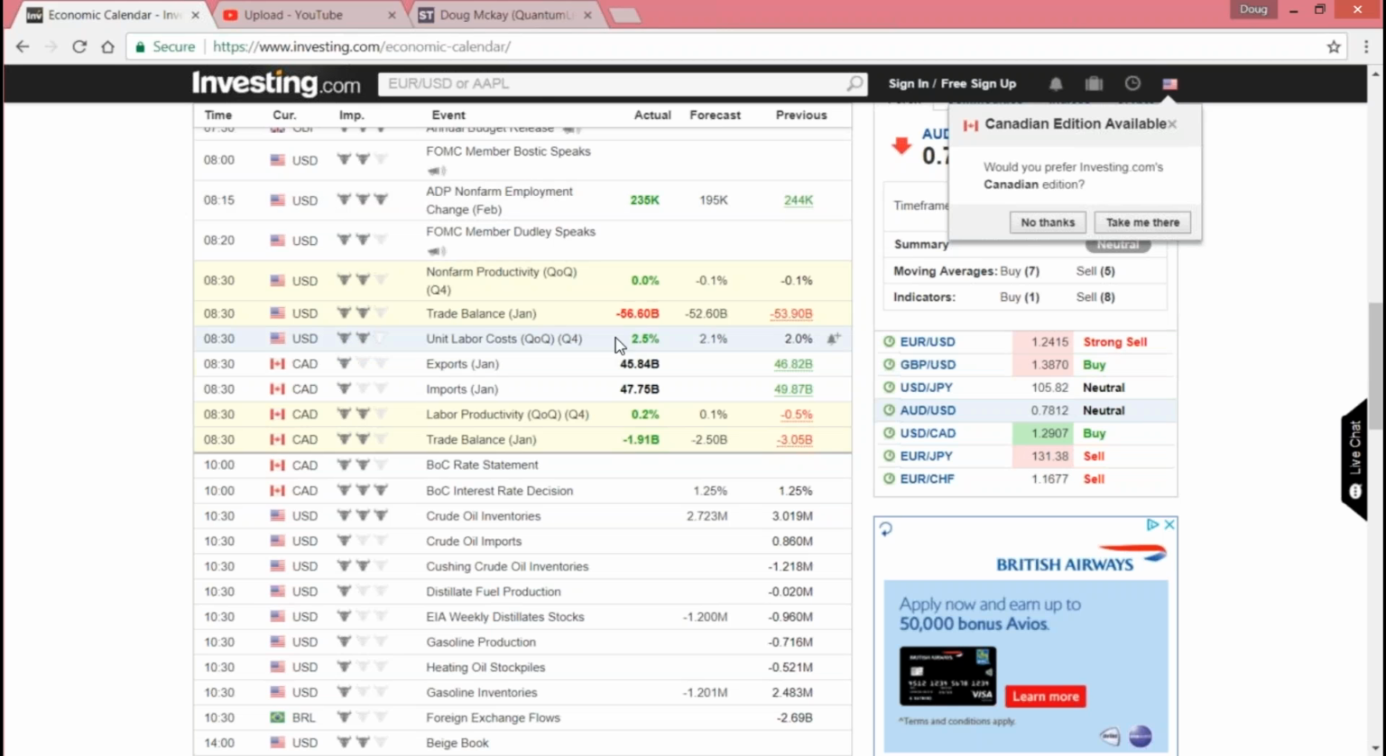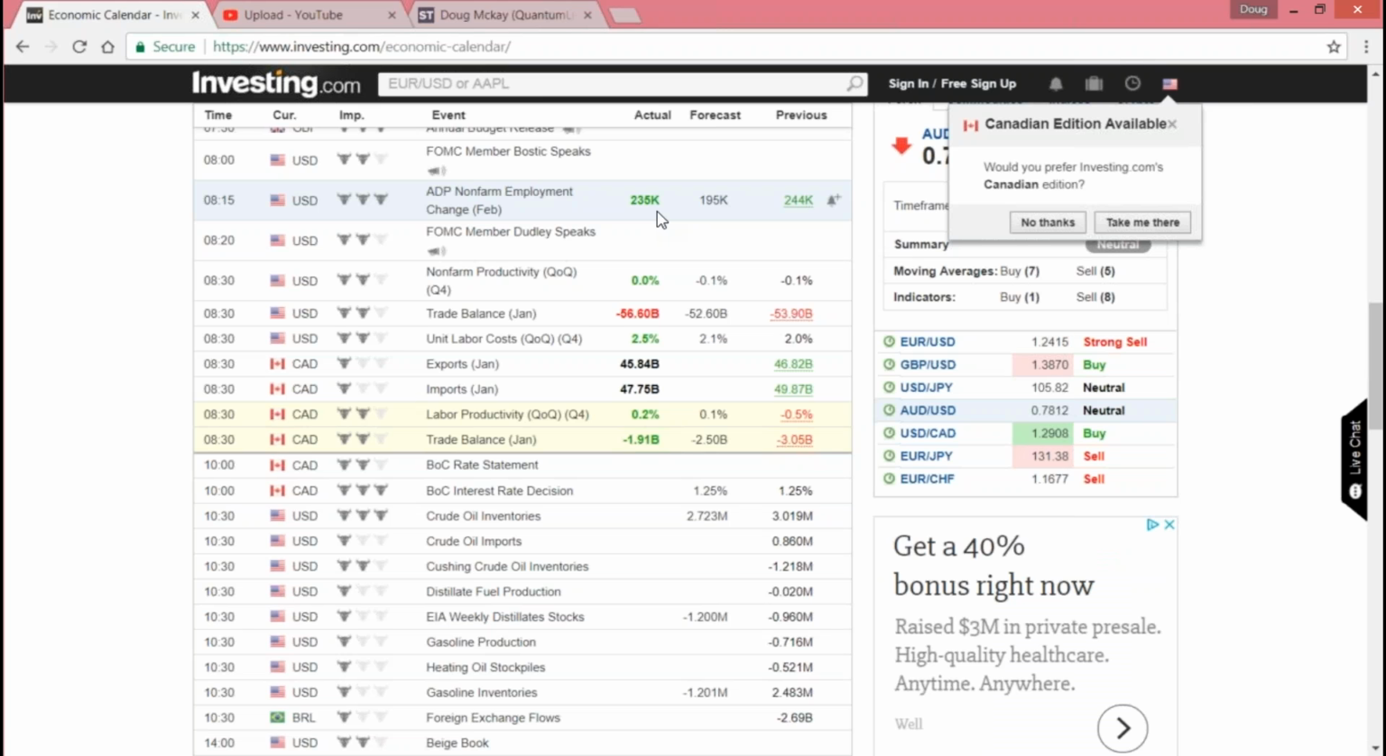In terms of news so far, we've had the 8:30 non-farm productivity and the ADP non-farm employment. It was a nice beat on the ADP. Trade balance came out bigger than expected, minus 56.6. Unit labor costs came out at 2.5. Bunch of Canadian news, but the big one being the trade balance was much better.